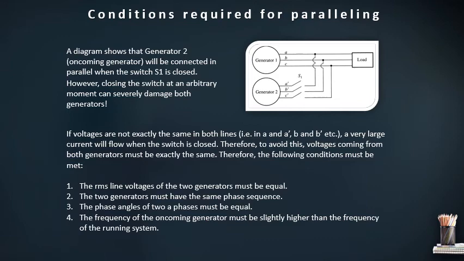Number 1, the RMS voltage of the two generators must be equal. Number 2, the two generators must have the same phase sequence. What is phase sequence? R Y B is called the phase sequence. Number 3, the phase angle of the two phases must be equal. Number 4, the frequency of the oncoming generator must be slightly higher than the frequency of the running system.